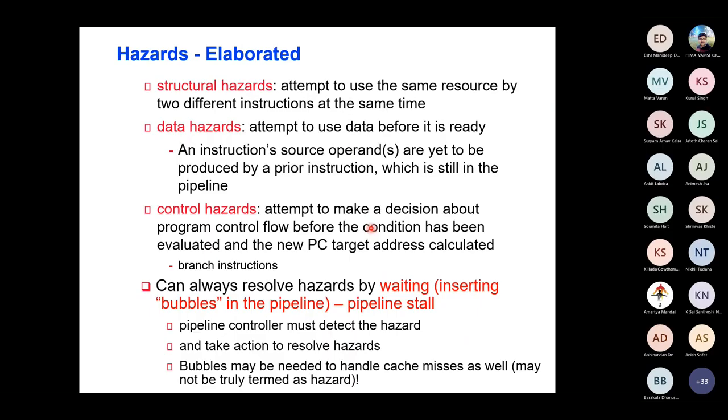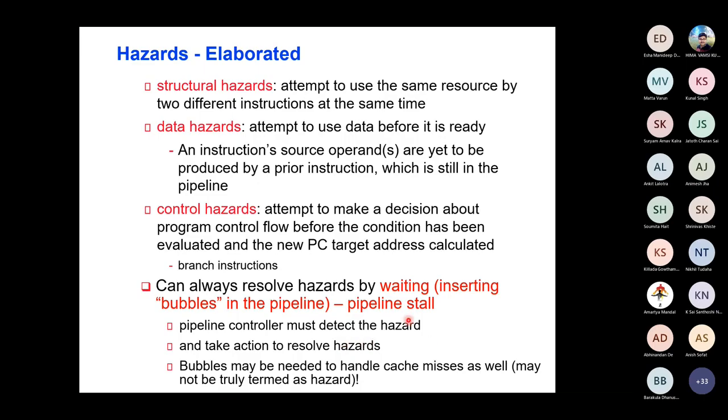So the hazards can be resolved just by waiting, inserting bubbles in the pipeline. These are called bubbles, no-ops or dummy operations in the pipeline. It's also called pipeline stalling. Okay. So there are three things. First of all, the hardware controller must detect the presence of the hazard. And then you should take appropriate action to resolve the hazard.